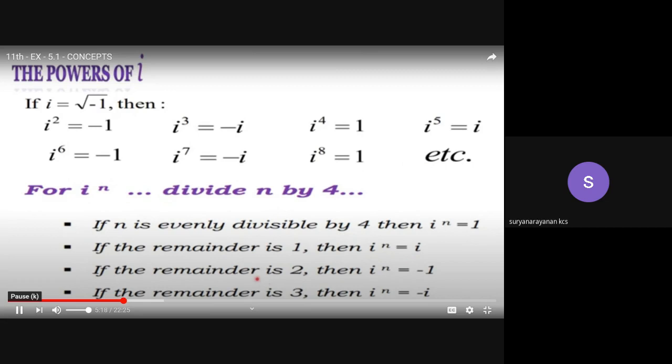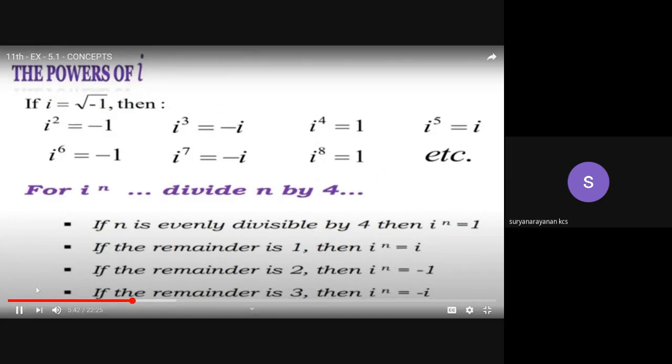Okay, my children? Like this, you understand these values. If the remainder is 2, i power n is equal to minus 1. If the remainder is 3, then i power n value is minus i. Understood these points, my children? Apply these rules here. You get the same result. Understood these points, my children?